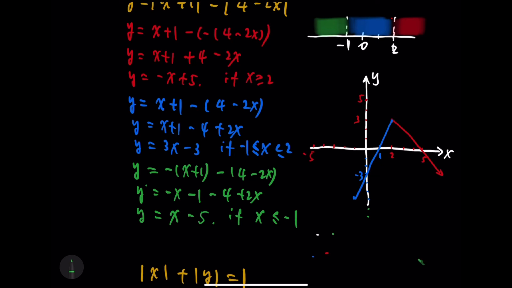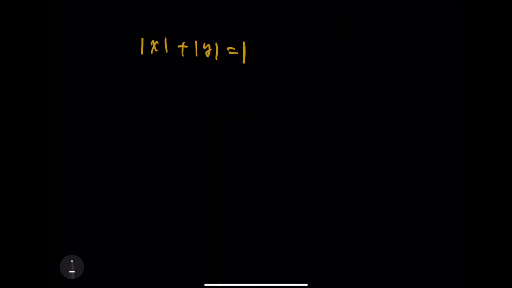Okay, so it's going to be here. And it's going to be like this. The last case. So this is your final answer. Let's have a look at this question. This question also has two absolute values, but one is x, one is y. So this time both variables x and y are going to happen on the number plane.